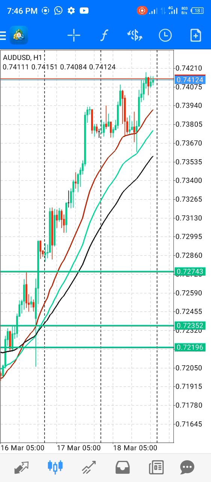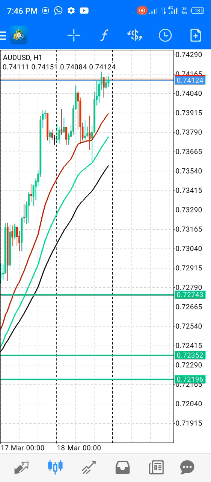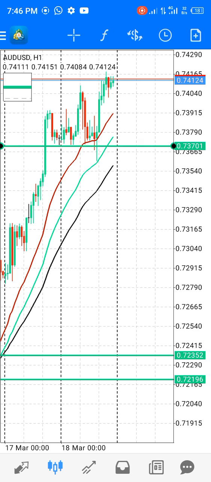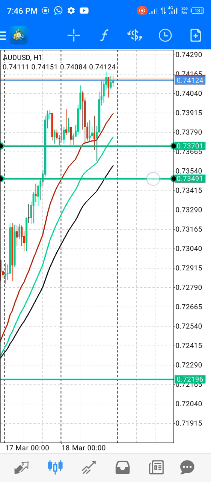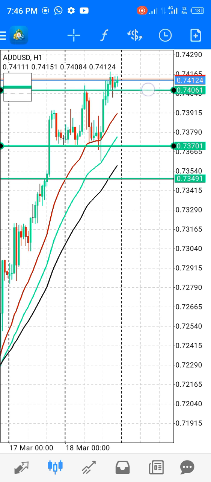Okay, you exit and wait for the market to pull back again. The second time the market pulled back was at this point here, when the market pulled back to the moving average. You take your buy again, take your SL here, and take your profit at the next resistance. Okay, you exit your trade.